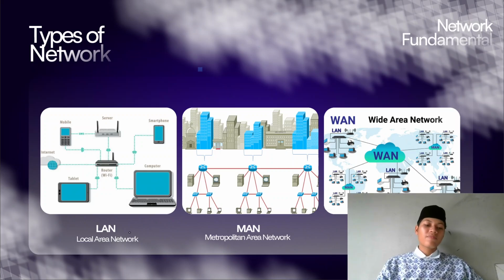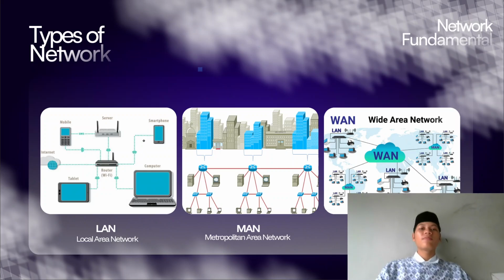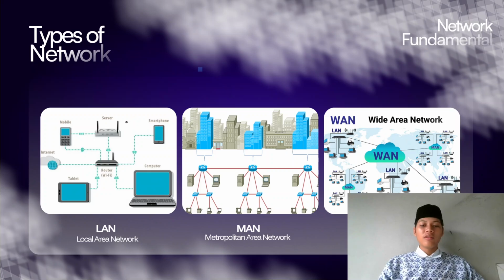Okay, so what is a local area network? It is a network that includes a lot of devices in one local area. It's like the router in your home or the router in a school, connected to a server or a hub. It can be called a LAN, or local area network.